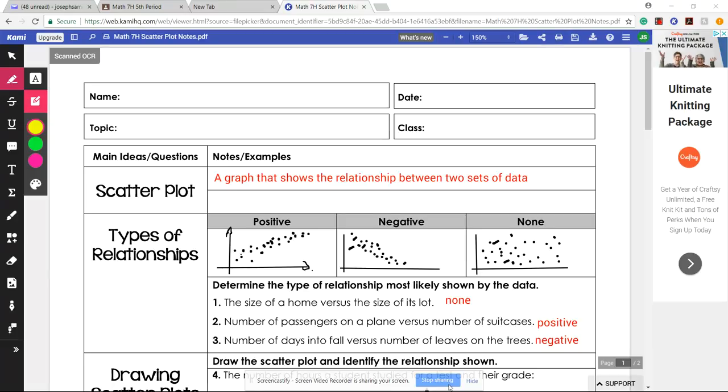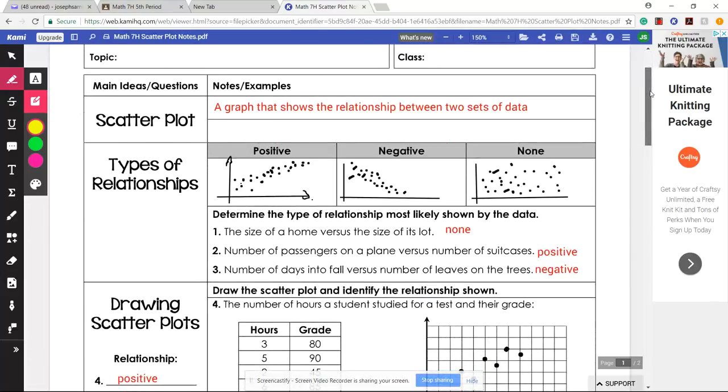Okay, today we're talking about scatter plots. And what exactly is a scatter plot? A scatter plot is a graph that shows the relationship between two sets of data. Now, we can have different types of scatter plots that have different types of relationships.